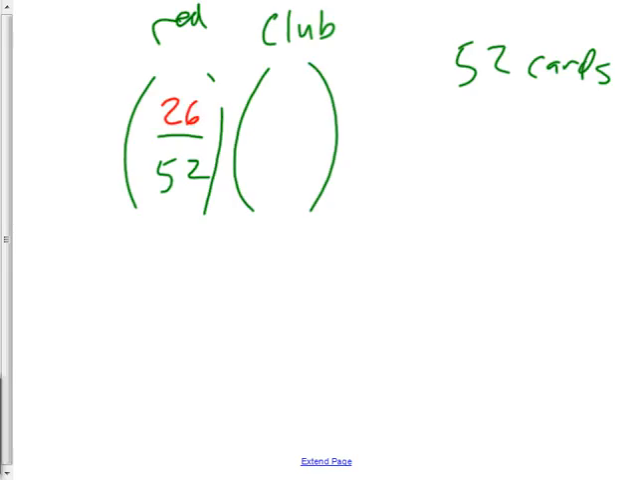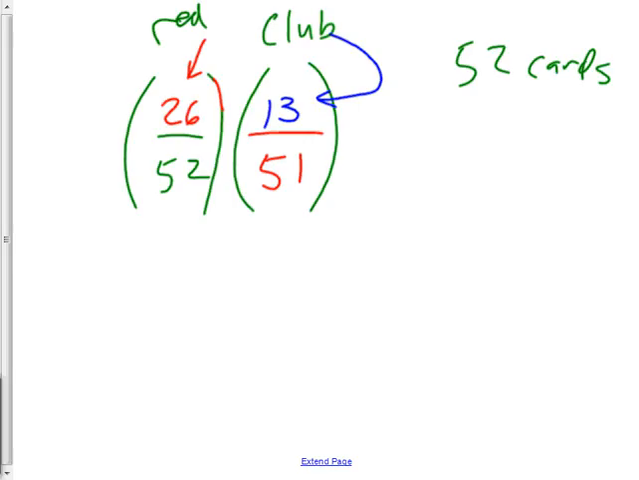Now for the club, remember, we have to assume he got the red one, because that's what we were doing. So now, how many cards are in there now? 51. And this is important, how many clubs are in there? Still 13. Because even though we got a card, we're assuming we got a red card. So there you go. That's how you'd multiply that one up.